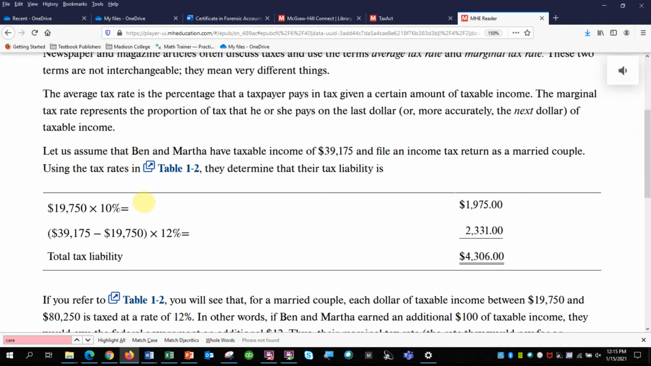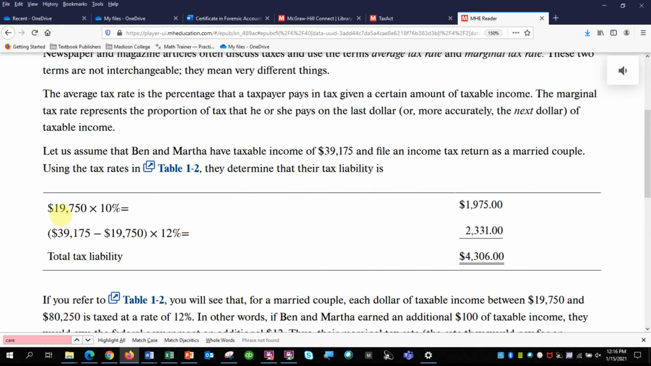I went through already this calculation that we call the marginal tax rate. That is the progressive system that we have. The more you earn in taxable income, the greater will be your marginal tax rate. So we have Ben and Martha. Again, they earn $39,175, and they file as a joint return.